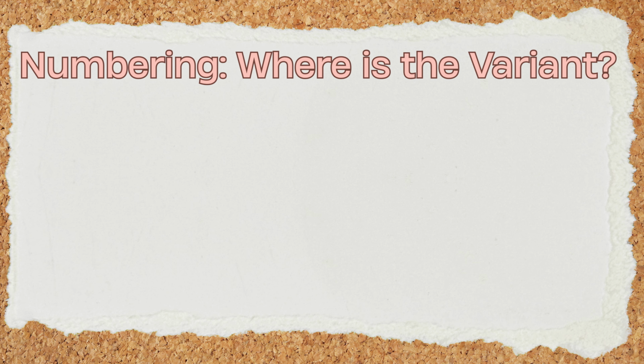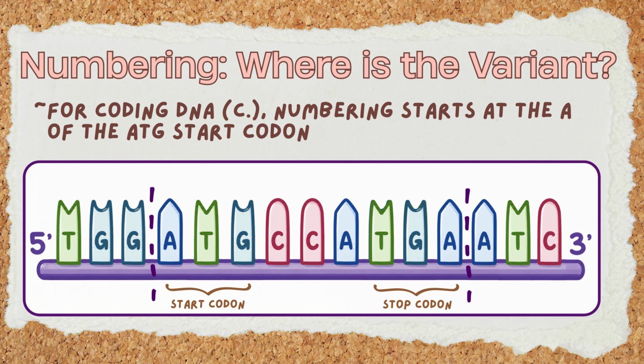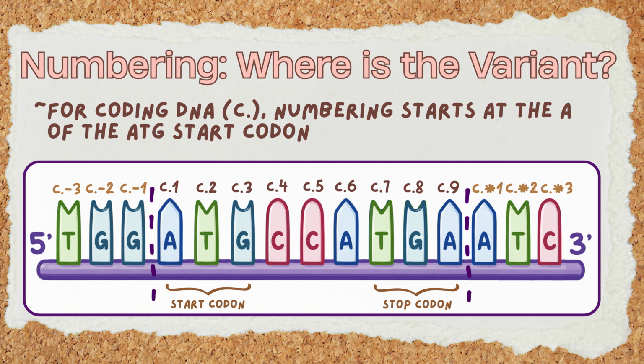Now let's talk about numbering. For coding DNA, c., numbering starts at the A of the ATG start codon. So c.1 equals the A in ATG. From there, numbers increase as you move downstream. If you go upstream before the start codon, you use negative numbers like c.-1, c.-2. If you go past the stop codon, you use an asterisk, so c.*1, c.*2. So this system is really anchored around the start and stop of the coding region.